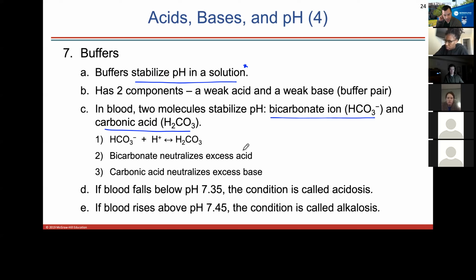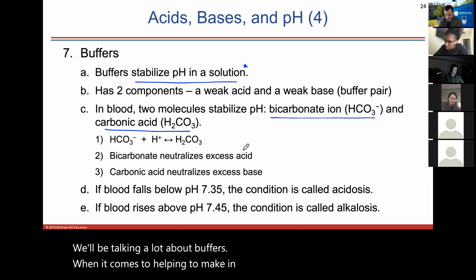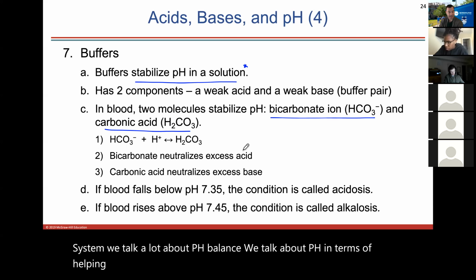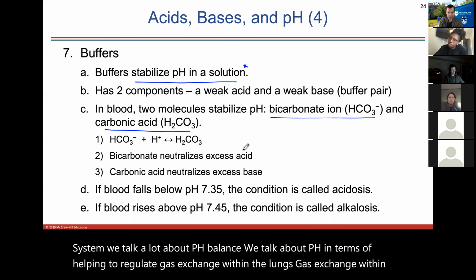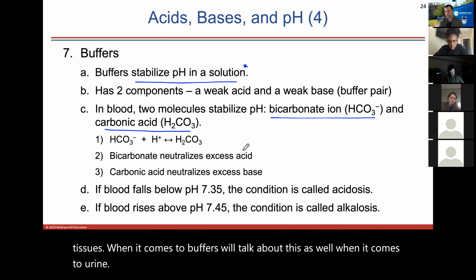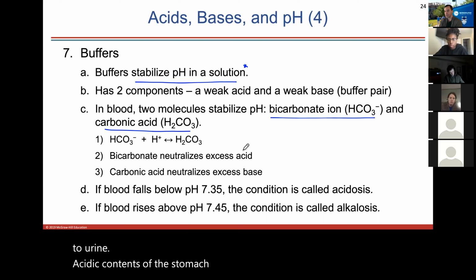We'll be talking a lot about buffers when it comes to helping maintain pH in the blood system. We talk a lot about pH balance. We talk about pH in terms of helping to regulate gas exchange within the lungs and gas exchange within tissues. When it comes to buffers, we'll talk about this as well. When it comes to urine, the acidic contents of the stomach.